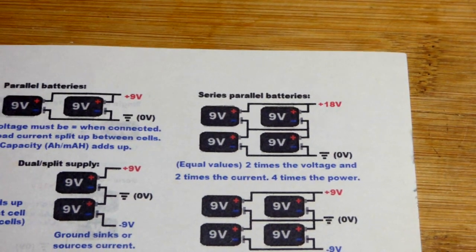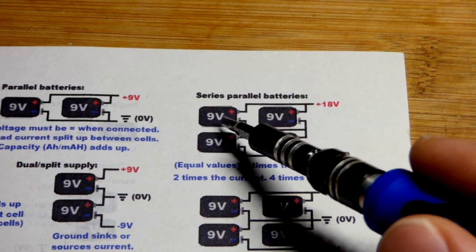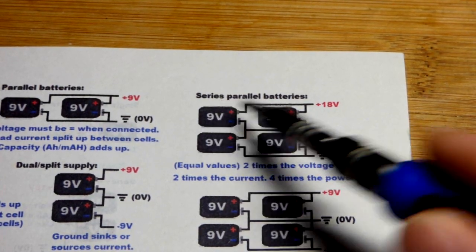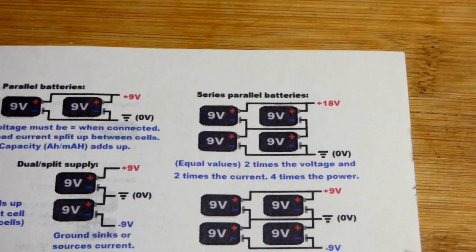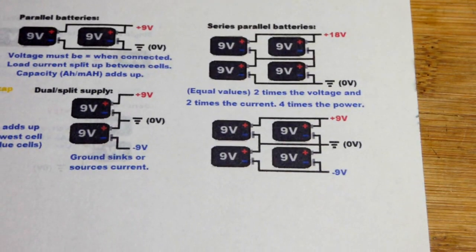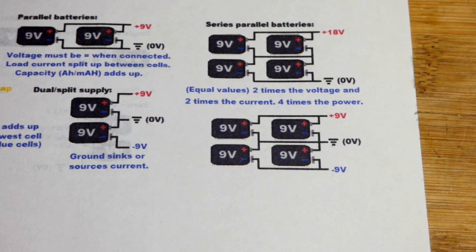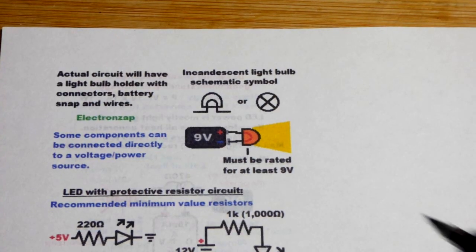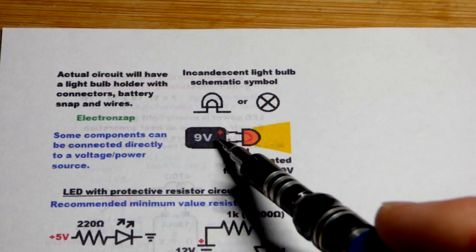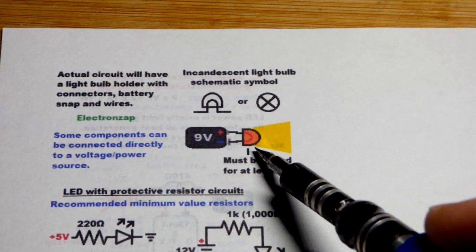It's like having a 9-volt battery with double the capacity. Of course, you can do parallel and series combinations right there to get double the voltage to last twice as long, or again to have a split supply that will last twice as long. So now keep in mind that some components can be connected directly to a power supply.